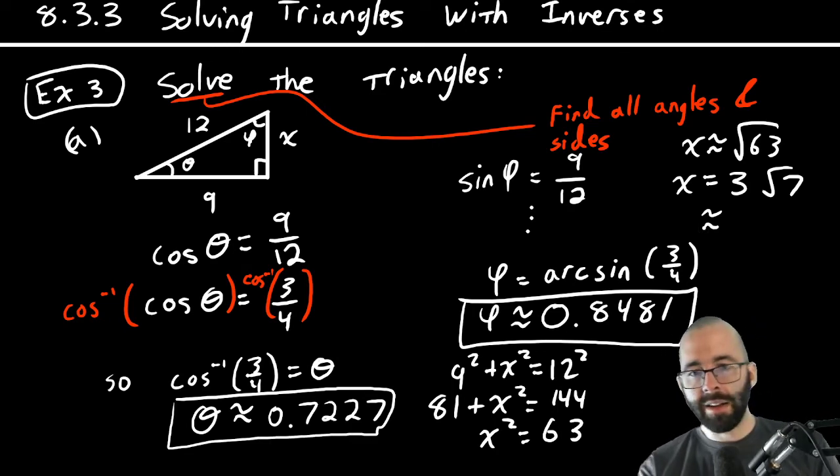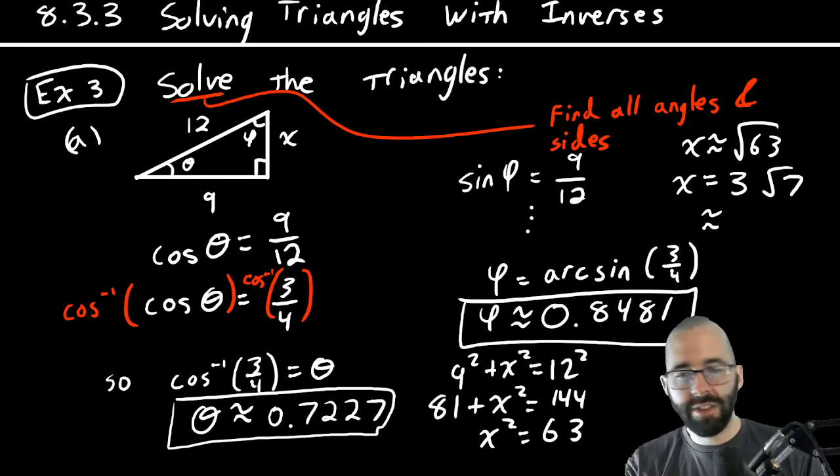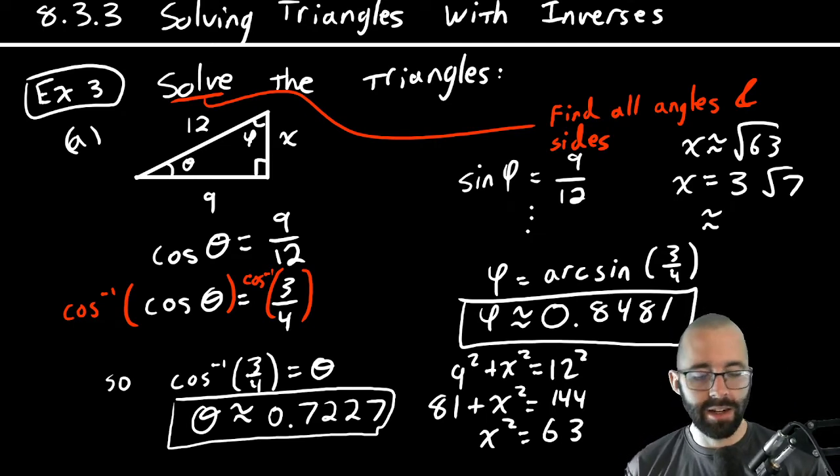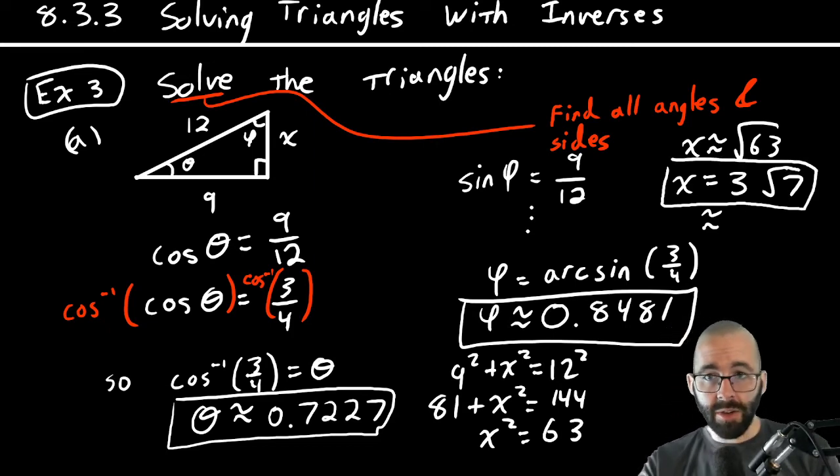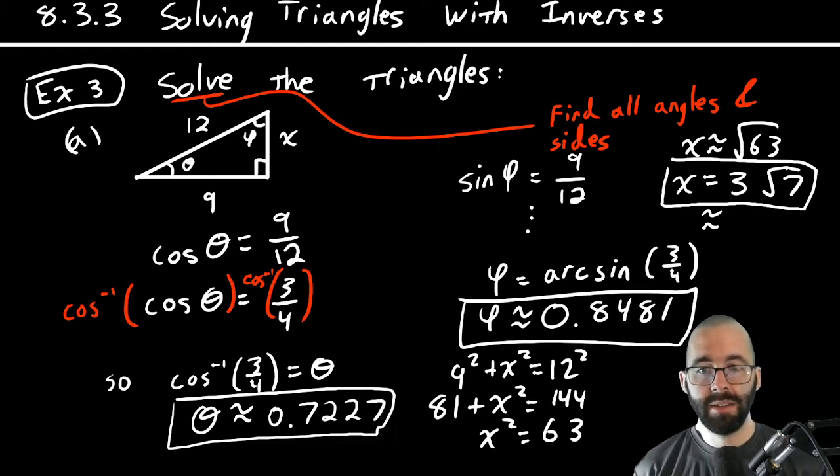Normally, I say exact answers, but because we have plenty of other decimal approximations, I'll take it here too. But this is our simplified exact answer. And that is a solved triangle right here. Okay? Pythagorean theorem and inverse trig.